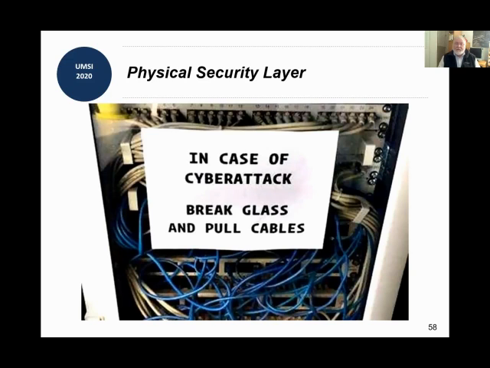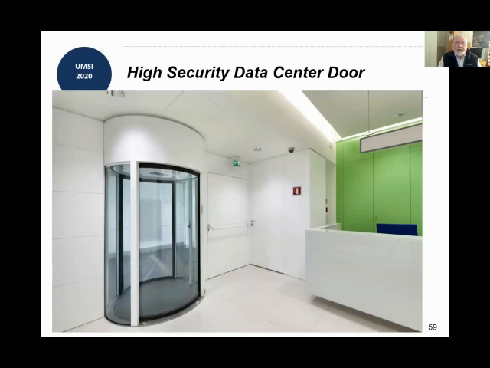On the physical level, I love this sign that actually appeared on a server rack. These are probably network devices in this cabinet. In case of a cyber attack, break the glass and pull the cables. Physically disconnecting the organization from the world is a very physical-oriented response. Somewhat tongue-in-cheek, you hope you never have to do that.